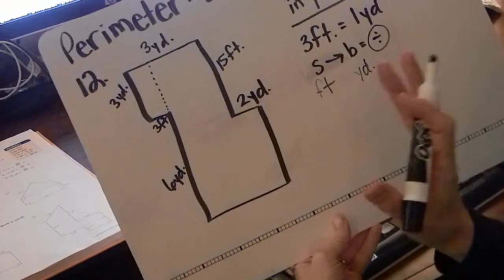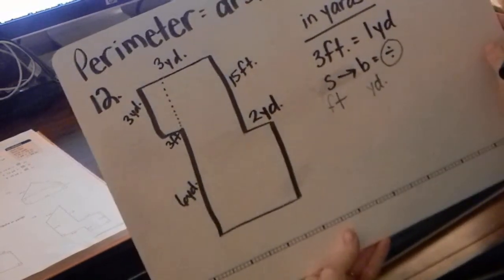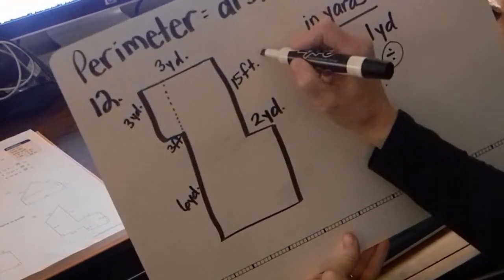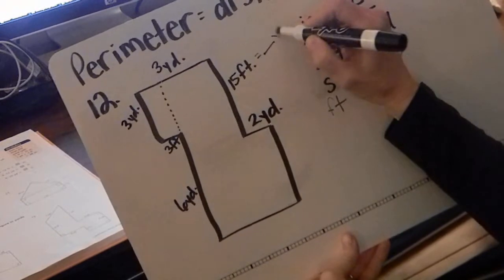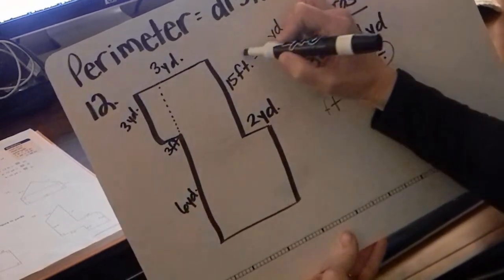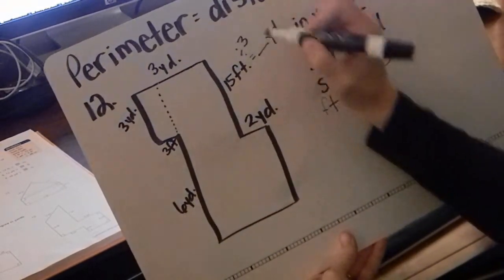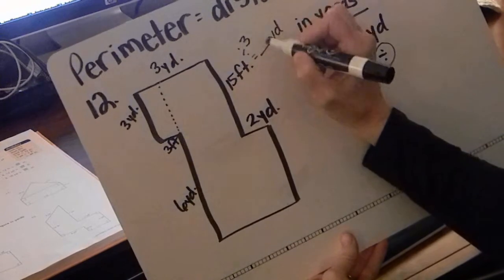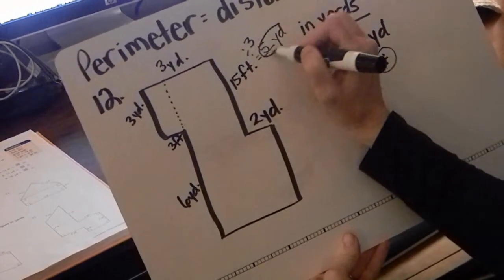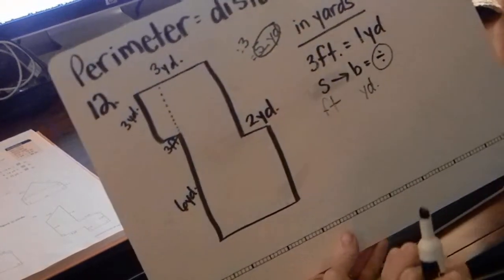The first thing is to take all of our feet and convert them to yards. So 15 feet is going to equal how many yards? We're going from small to big, so we divide. How many feet are in a yard? That's 3. So 15 divided by 3 is 5. So this side is now 5 yards instead of 15 feet.